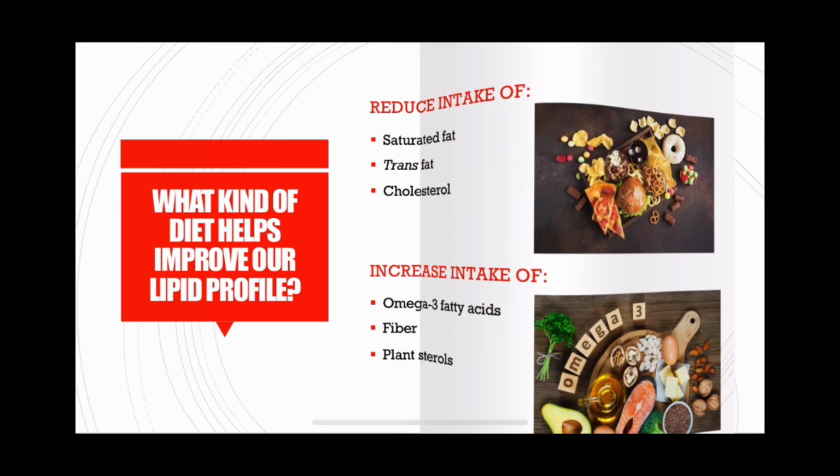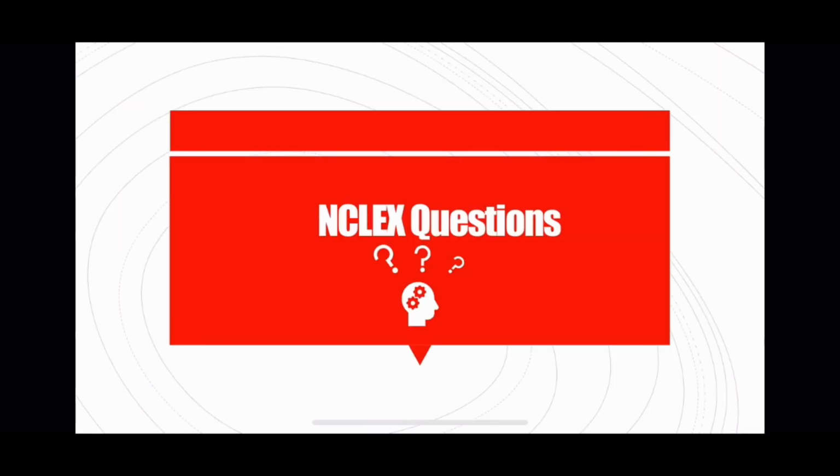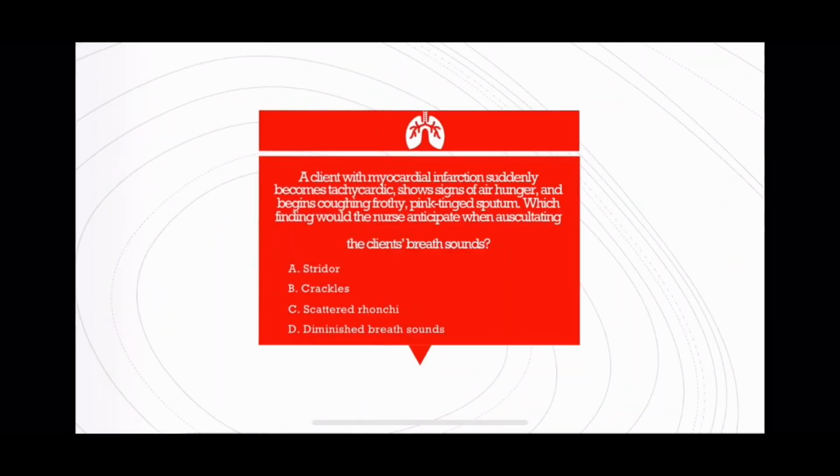Next, we're going to jump into some NCLEX style questions and see if we can answer those correctly. A client with MI suddenly becomes tachycardic, shows signs of air hunger, and begins coughing frothy pink tinged sputum. Which finding would the nurse anticipate when auscultating the client's breath sounds? A. Stridor. B. Crackles. C. Scattered bronchi. D. Diminished breath sounds.